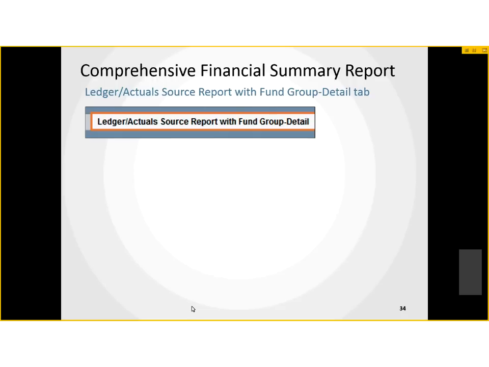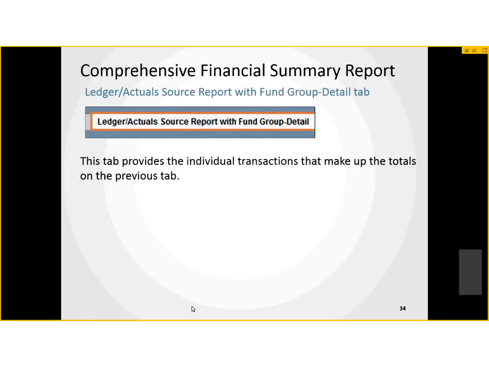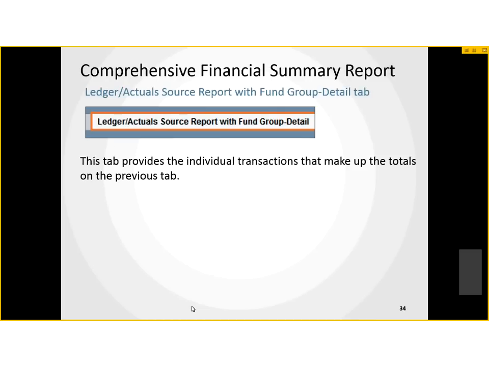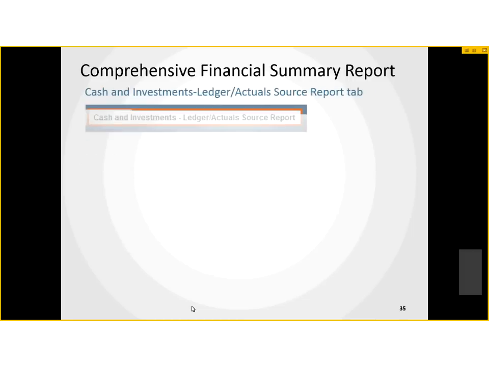So the second tab here is the ledger actual source report with fund group detail. We had totals on the previous report. Now we want to see the individual transactions that make up those totals, and that's what's here. It works the same as the previous report. You just have the detailed transactions.